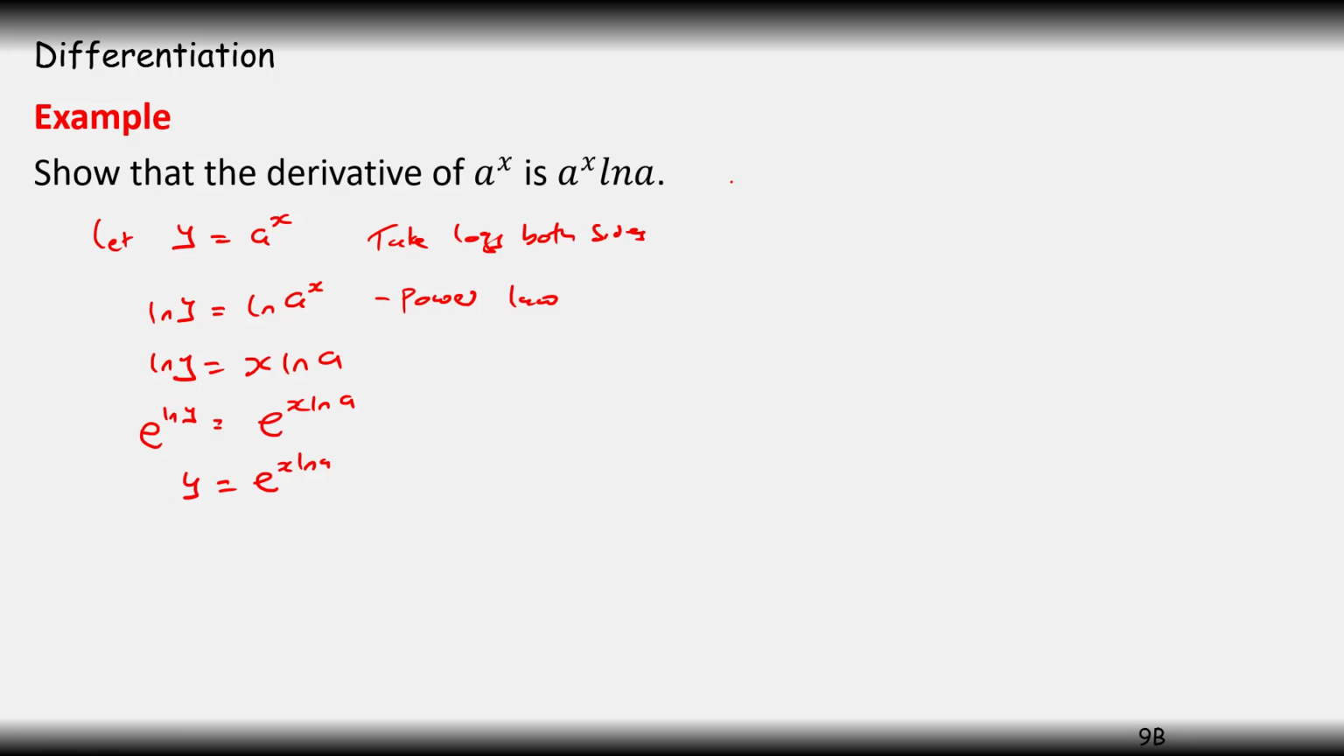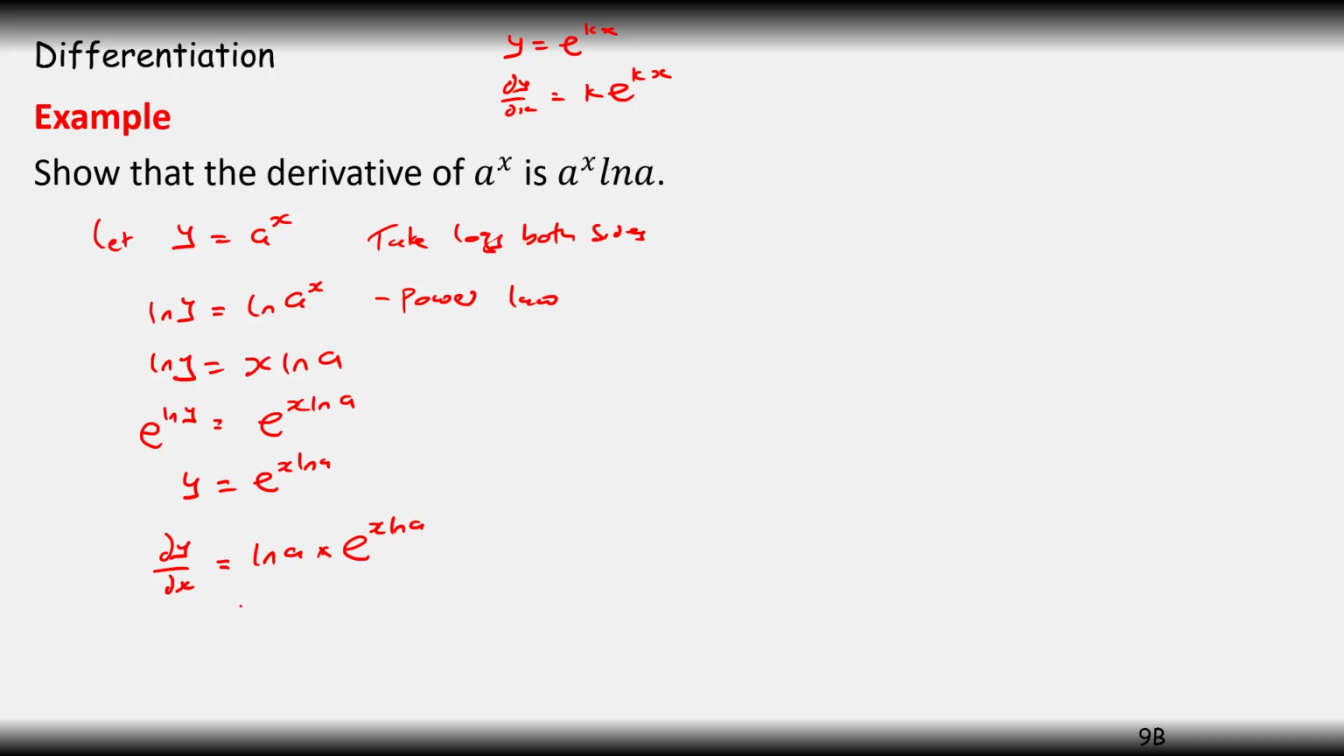Now the results we looked at earlier, we had when y is equal to e to the power of k of x, that constant, that means if we differentiate it, dy over dx leaves us with k e to the power of k of x. Now I've got a constant term here, it's log of a, so if I differentiate this, dy over dx is going to be log of a, which is my constant, times here, multiplied by e to the power of x log a.